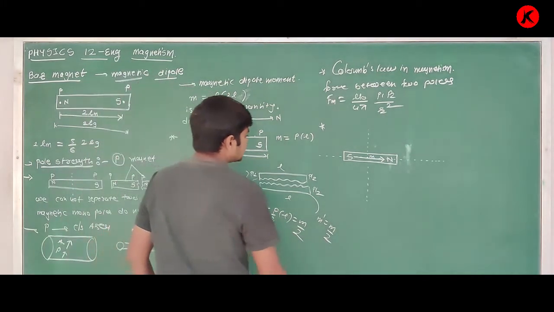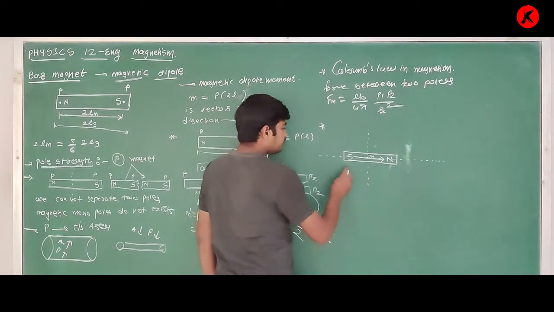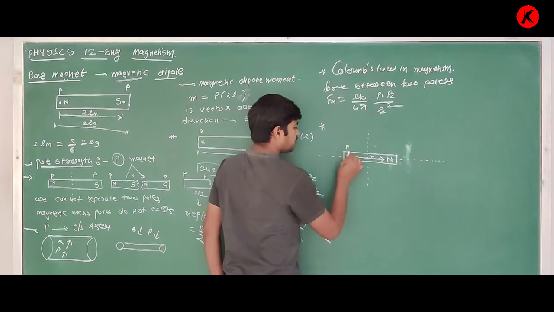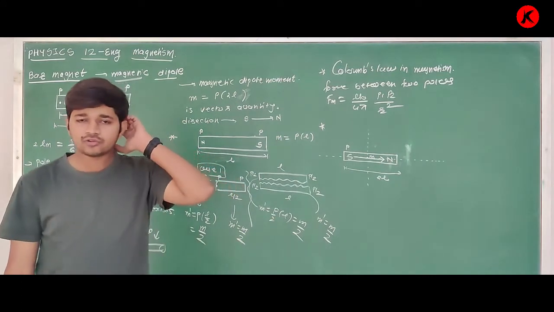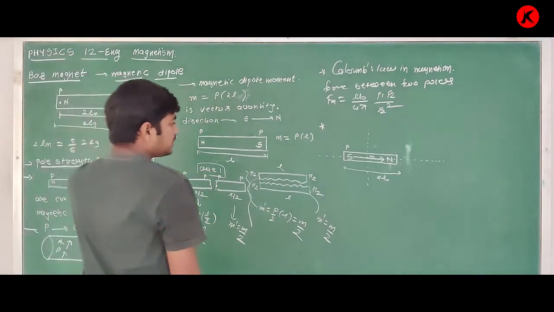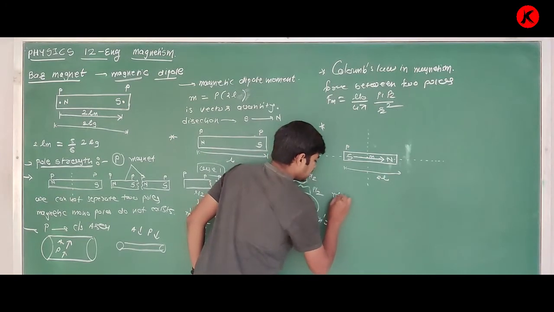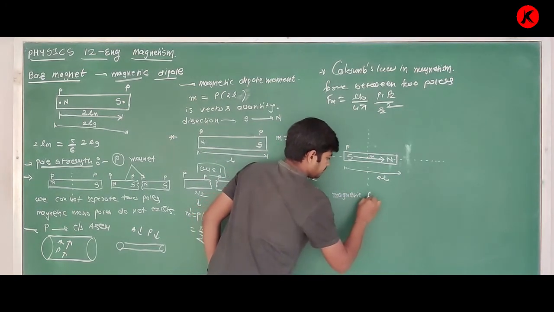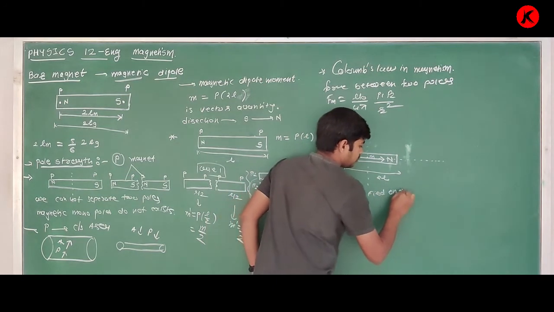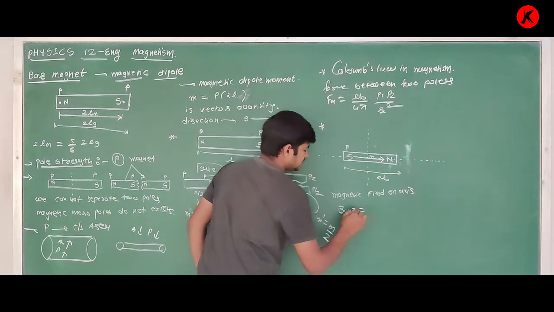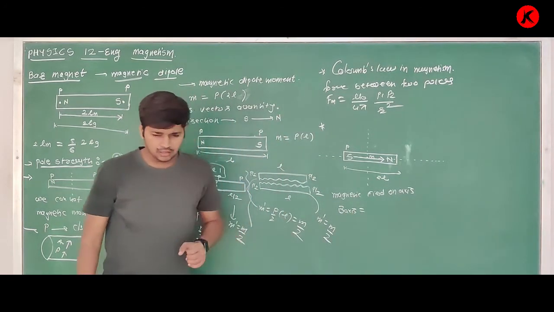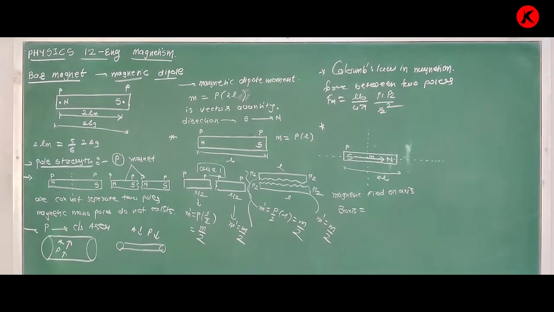Now you have to remember some equations. Okay, if the pole strength of this magnet is P, and this distance is 2L, then the equations of magnetic field that you have to remember. First, magnetic field on axis, B axis. Okay, so what is the equation of magnetic field on axis?